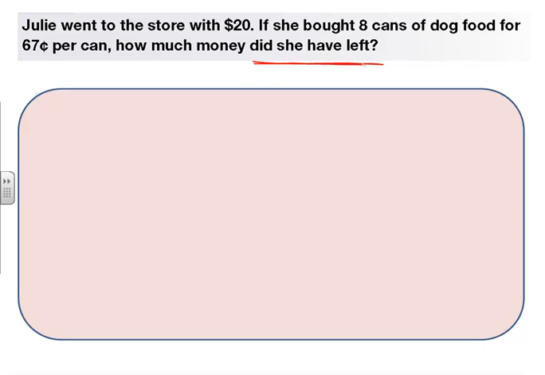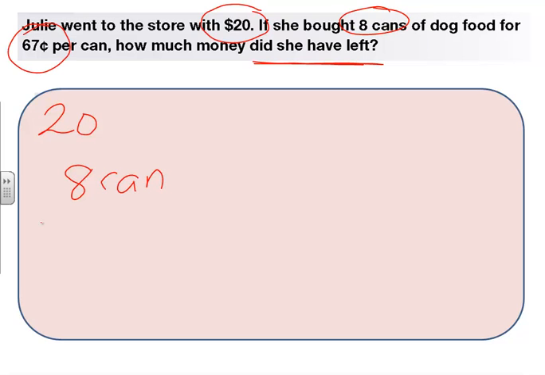Well, let's pull out of this the information that we need. One is that we know that Julia, when she went to the store, had $20. When she got to the store, she grabbed 8 cans of dog food, and each can cost 67 cents per can. So how would we figure out how much money she spent on the dog food, and then how much she had left over of her $20 once she bought the dog food? That's what you're trying to solve.